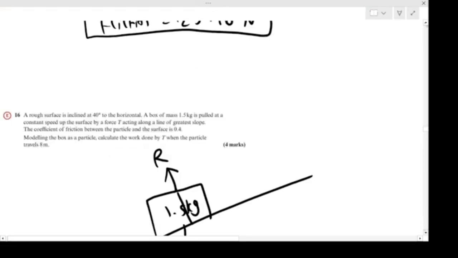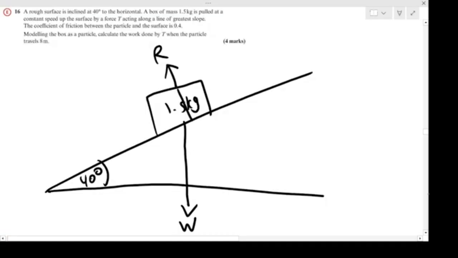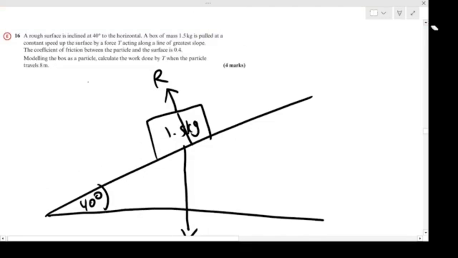Then I know there's going to be friction. The box isn't moving down. The box is being pulled up the slope, so it's going to move up. That means friction is going to act there instead. And we're also told it's being pulled up the slope by a force T. So now there's a force T pulling it up. So these are my forces.